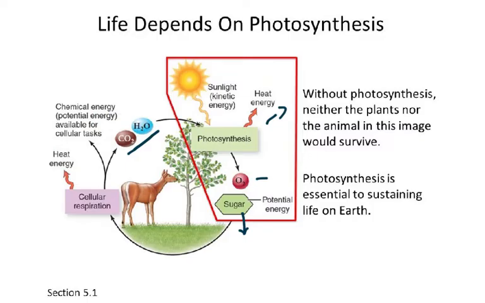Photosynthesis is essential to sustaining life on Earth. Why? Because you see, this animal cannot photosynthesize, but the tree can photosynthesize. So the tree is providing the oxygen for this animal. Also, it is providing this food, this sugar, which is food for the animal.